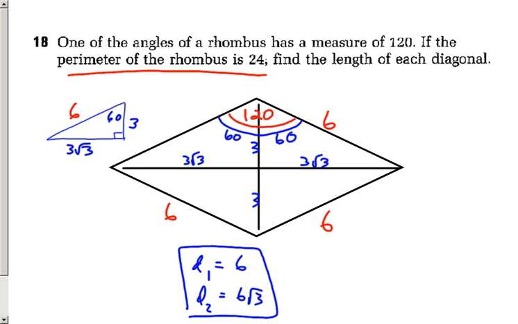Again, that is a very good problem. It brings into play a lot of the properties of a rhombus, also the properties of a 30, 60, 90 special right triangle.